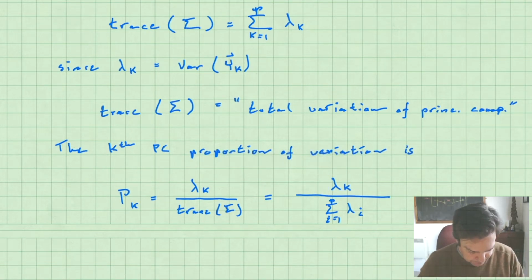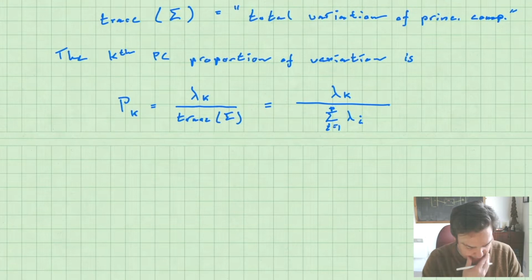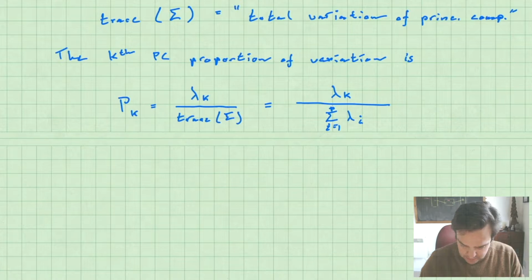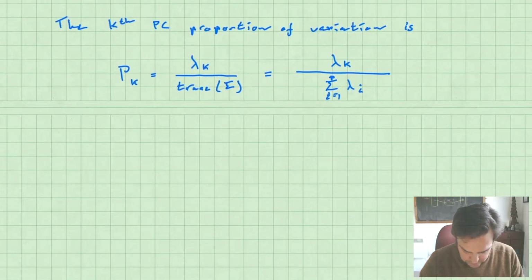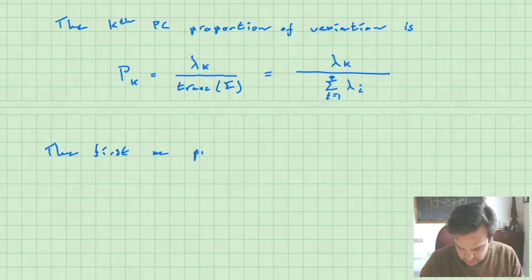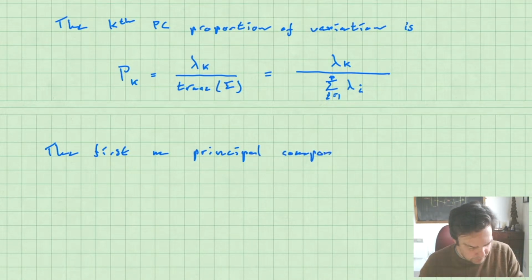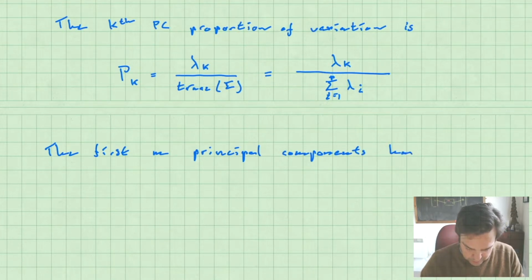And that's a useful result. You can also write a cumulative version of that. The first m principal components have a cumulative proportion of variance.